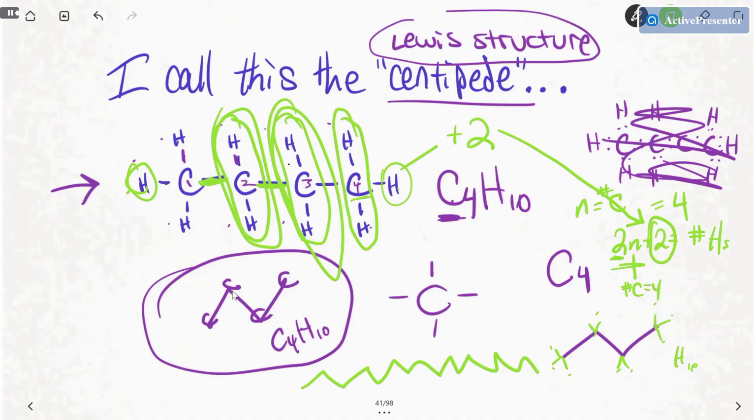And then we're just going to add, no matter how long the chain is, it's only going to have 2 ends, the beginning end and the end end. So no matter how long a chain is, it's just going to have the 1 extra hydrogen at the end and the 1 extra hydrogen at the beginning. So we're just going to add 2 to that.